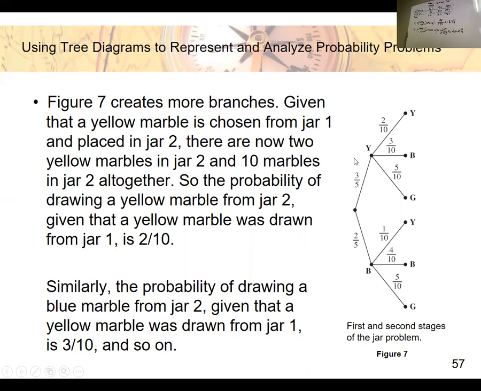And then if the first marble is yellow, the probability of getting a blue marble would be 3 out of 10. And if the first marble is yellow, then the probability of getting a green marble out of jar number 2 will be 5 out of 10.